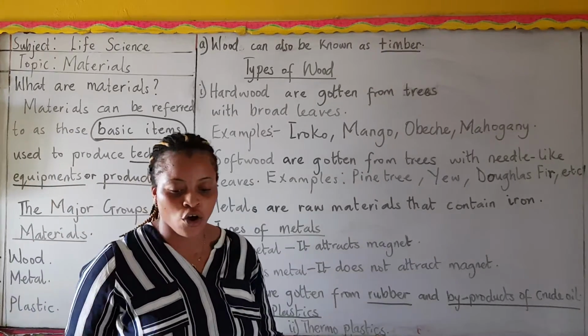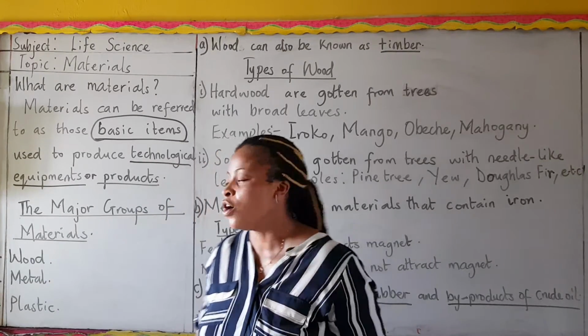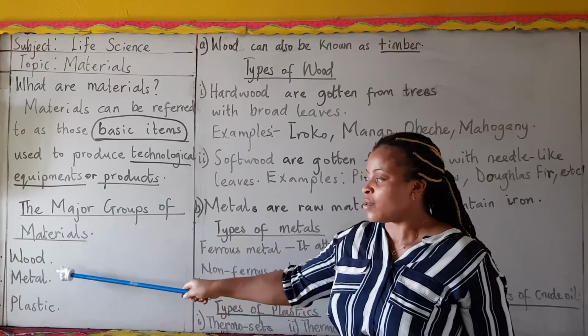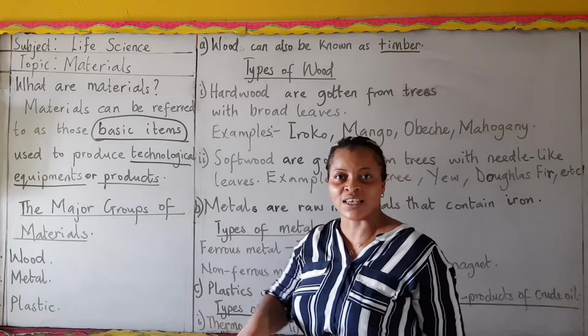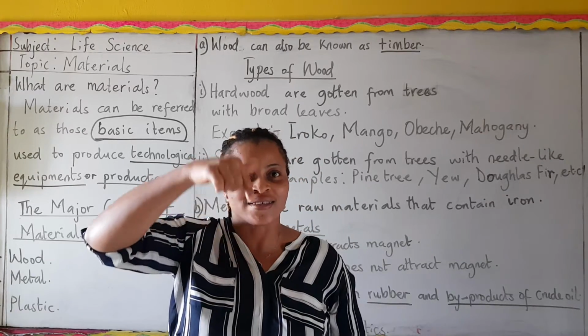Good. So on your own, I would like you to state the 3 uses of the following raw materials: wood, metals, and plastic. Go to the comment section and then you spell it out and state them out.